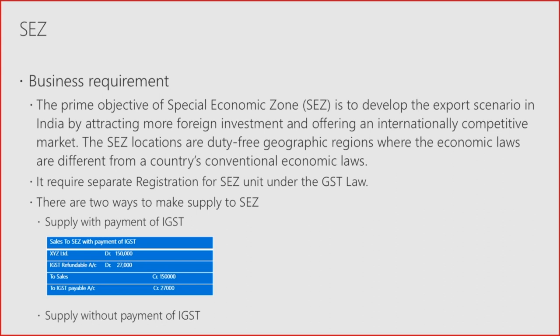Another thing is there are two ways to make supply to SEZ. One is you make the supply with payment of IGST. The posting will be like this. The first line is account receivable. Unlike the normal sales, you will debit an IGST refundable account instead of a tax recoverable account. And of course, this is the sales account, and the last one is the same as a normal sales, which is IGST payable. So basically, the special thing for selling to SEZ is you should debit a special account, which is called IGST refundable account.